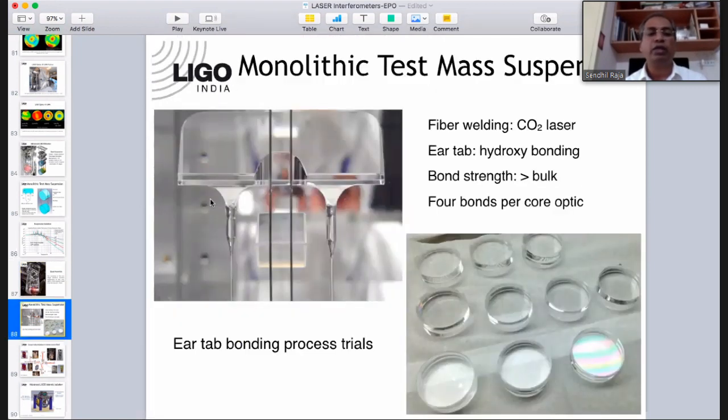The mirrors, the test masses, are attached to these monolithic suspensions by edge bonding, and these are some of the techniques that will be developed in India to be able to do the assemblies in India and to achieve the required noise limits and match the LIGO configuration that they've been able to do there.